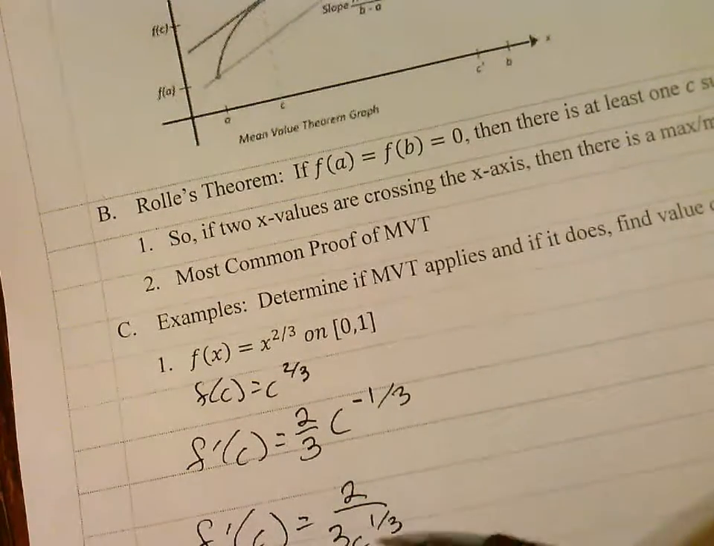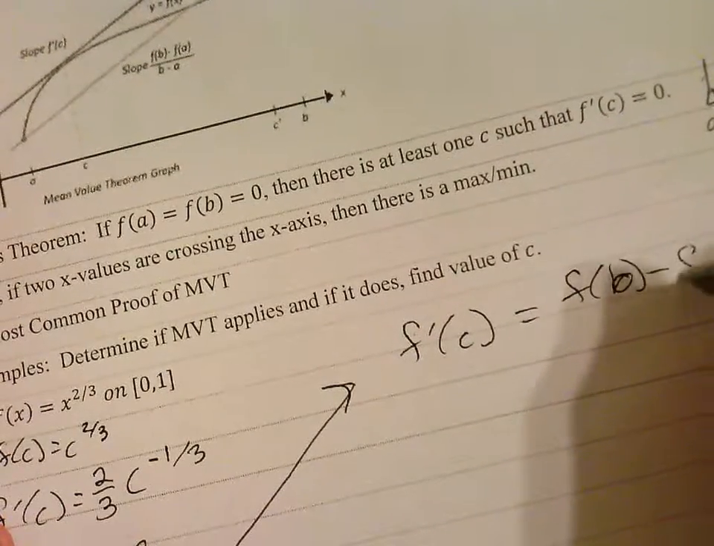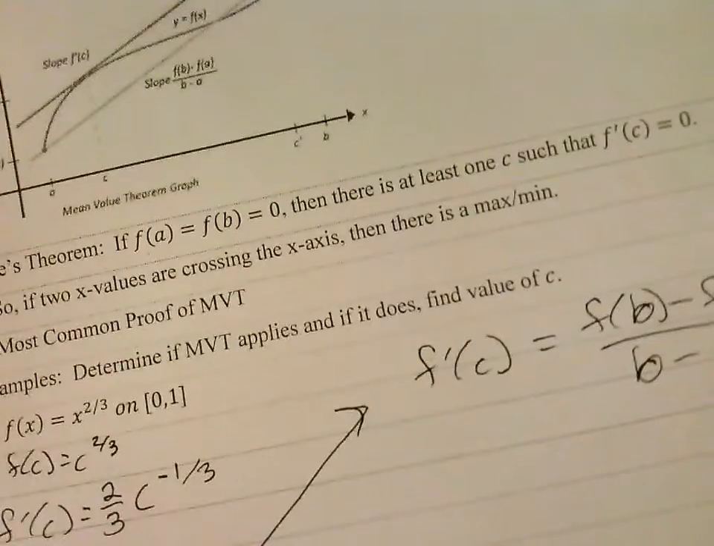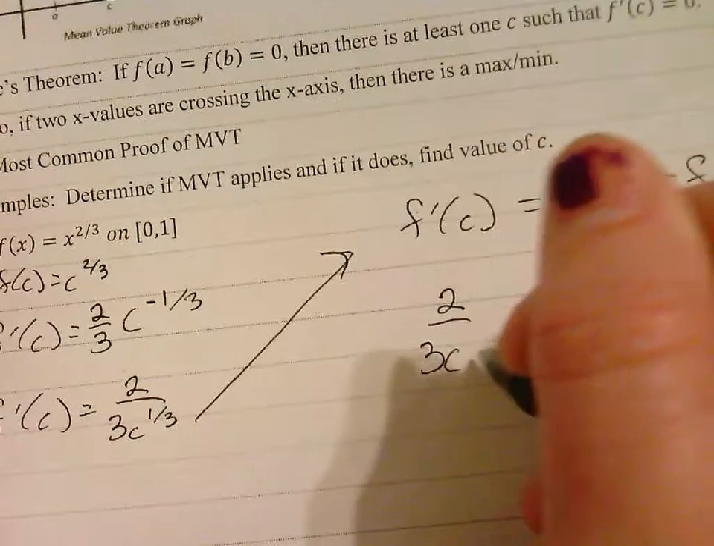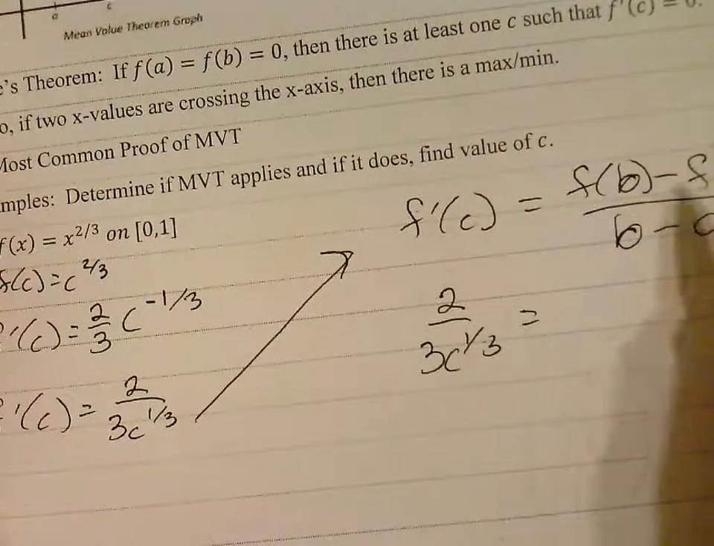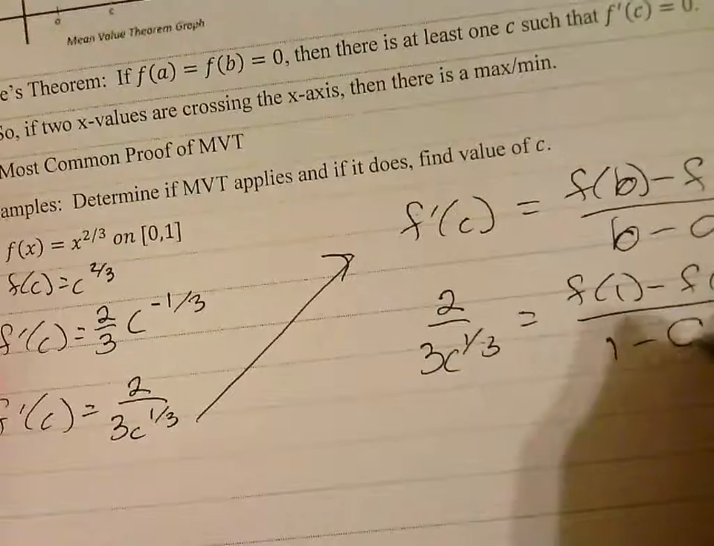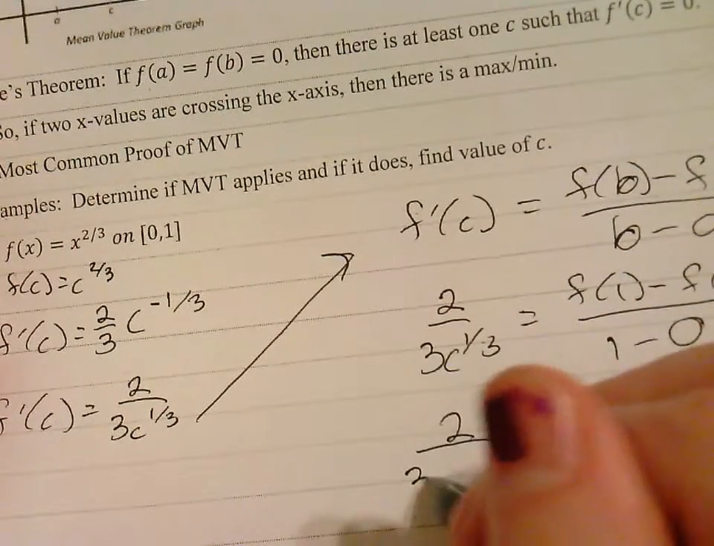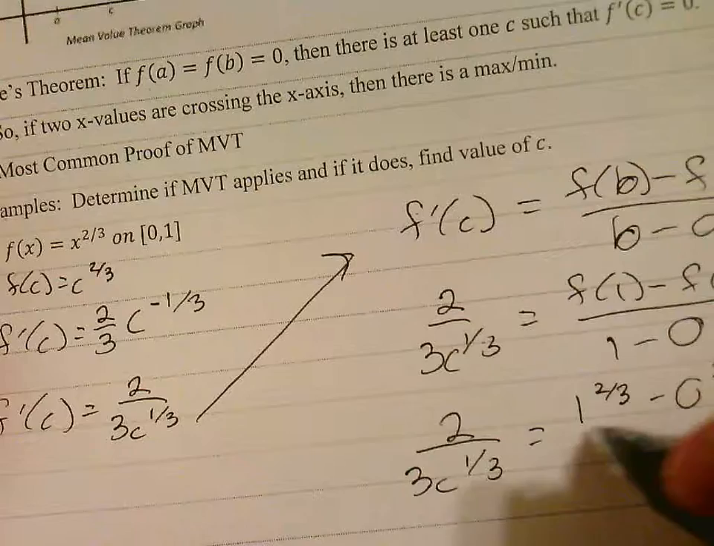Now we're going to set f prime of c equals f of b minus f of a over b minus a. A and b are right here. A is 0, b is 1. So we have f prime of c is 2 over 3c to the 1/3. F of b, so we have f of 1 minus f of 0 over 1 minus 0. That's going to be 1 to the 2/3 minus 0 to the 2/3 over 1 minus 0, which is 1.